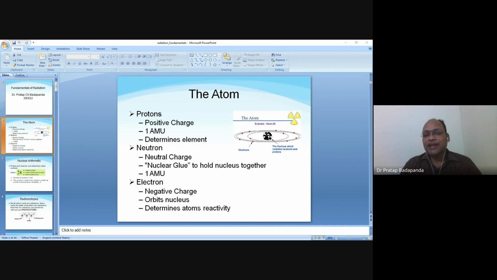So the electron is a negatively charged particle, and it is present in the orbit of the nucleus, meaning outside of the nucleus and moving around the orbit of that particular nucleus. It determines the atom's reactivity. How does the atom react in this case? Because of the flow of electrons, there is always a transformation of electrons from a lower energy level to a higher energy level, or higher to lower, depending upon the situation.